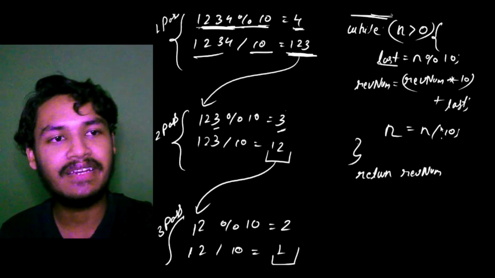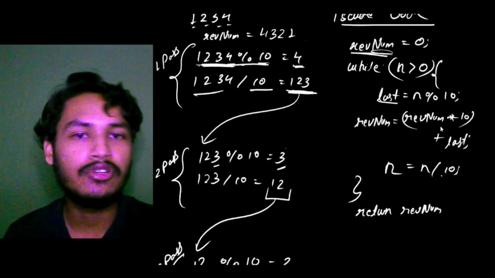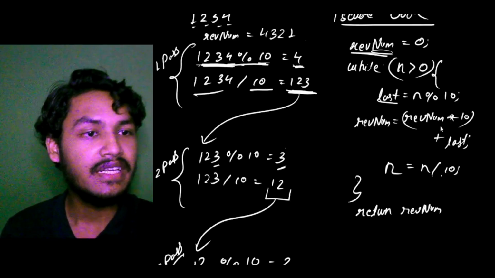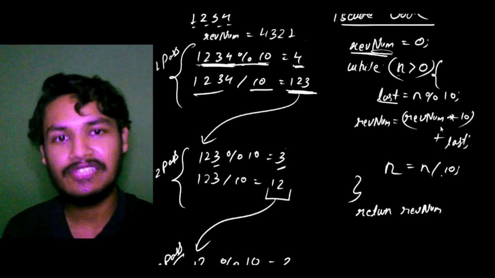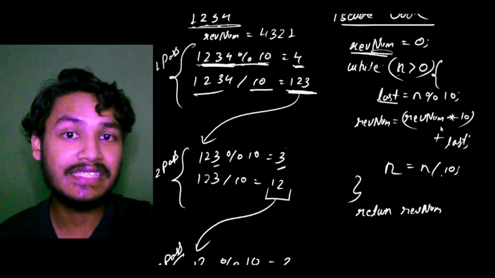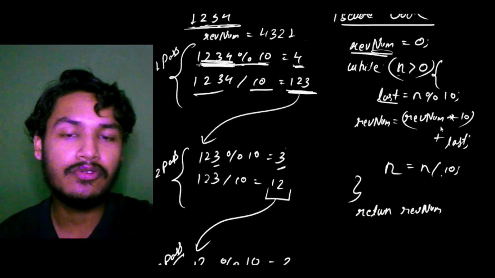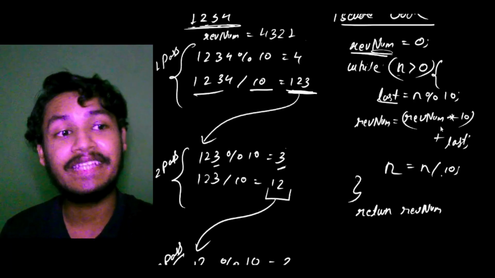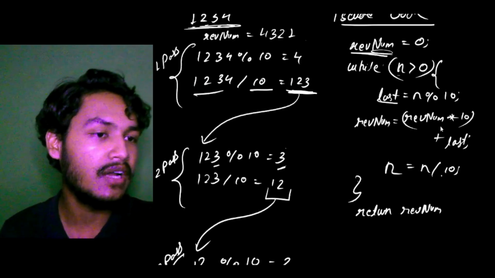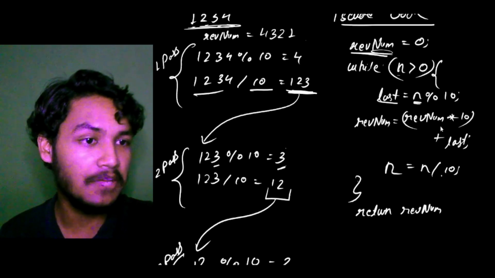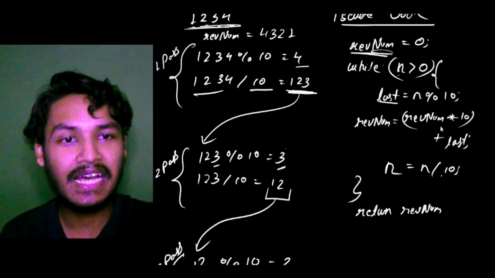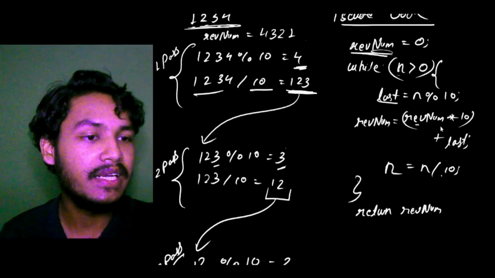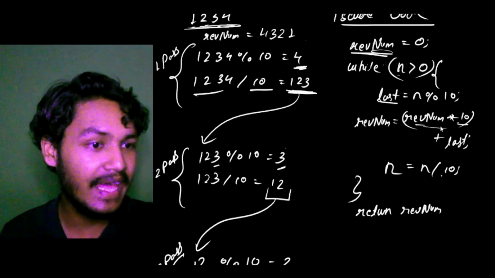All right, so let me run this pseudocode. Initially we will have 0 in our reverse number. We are running the while loop till n is greater than 0. So let's assume this is our input value, 1, 2, 3, 4, which is greater than 0. We take the modulus of this input number by 10 and get the last digit. Then we multiply the reverse number with 10, and then we add this last digit.